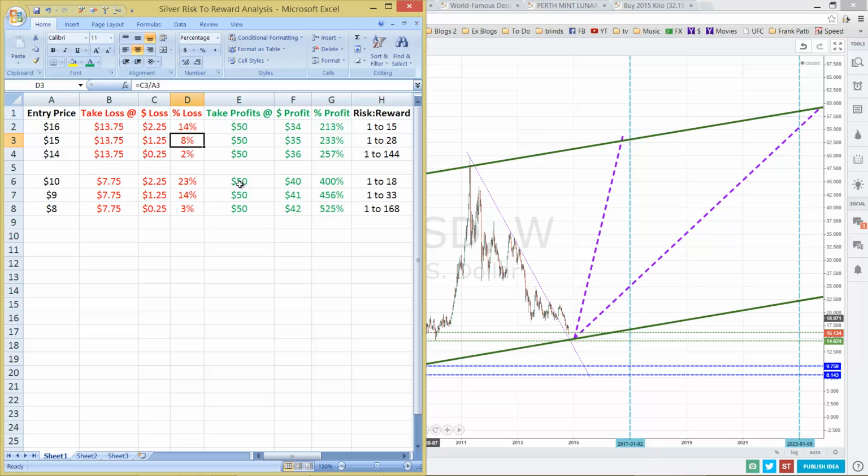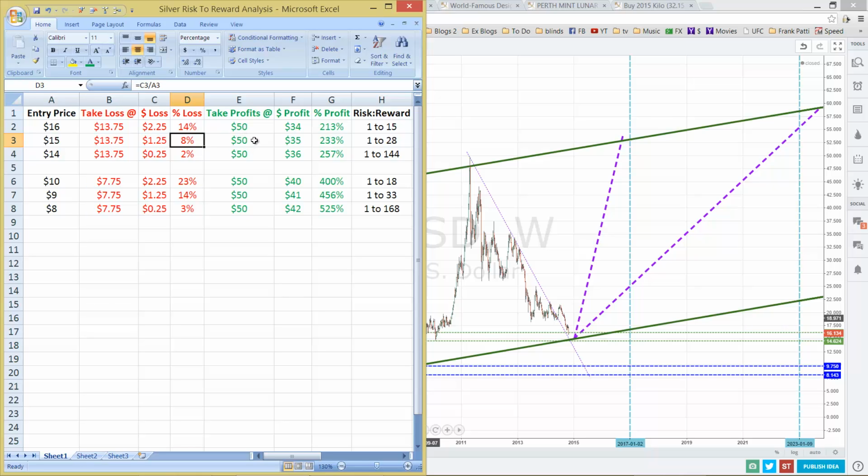Now, for some people, that may be a little bit more comfortable, especially the people that follow the Investor's Business Daily by William O'Neil, which always stresses a 7 to 8% stop loss. If you're those type of people, then you will probably be more comfortable buying silver at $15 than at $16. Now, the profit target will still be the same.